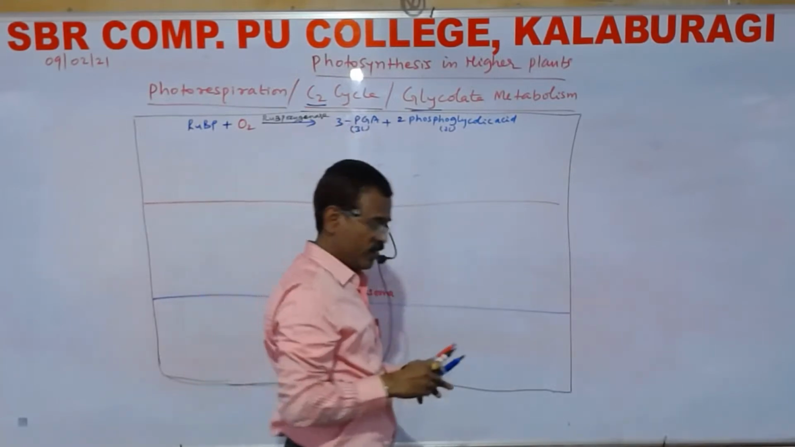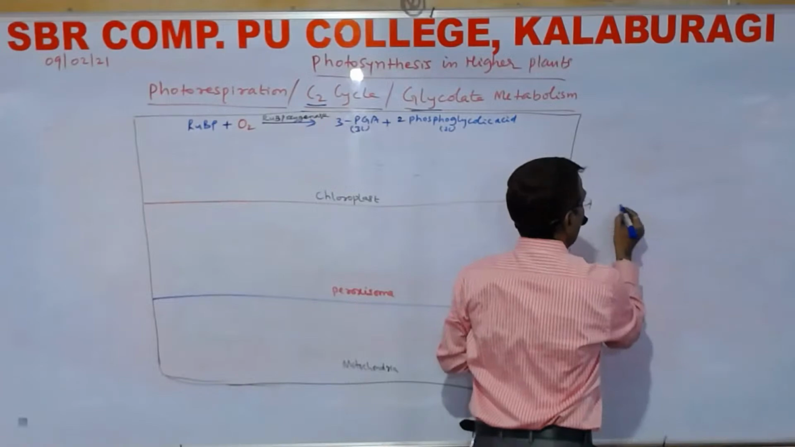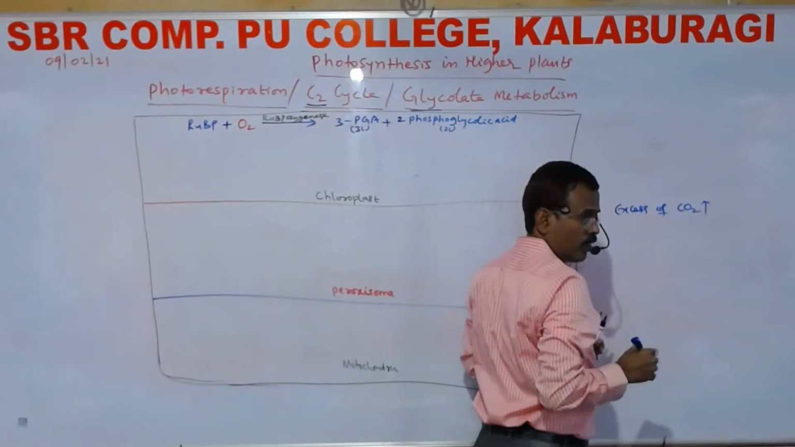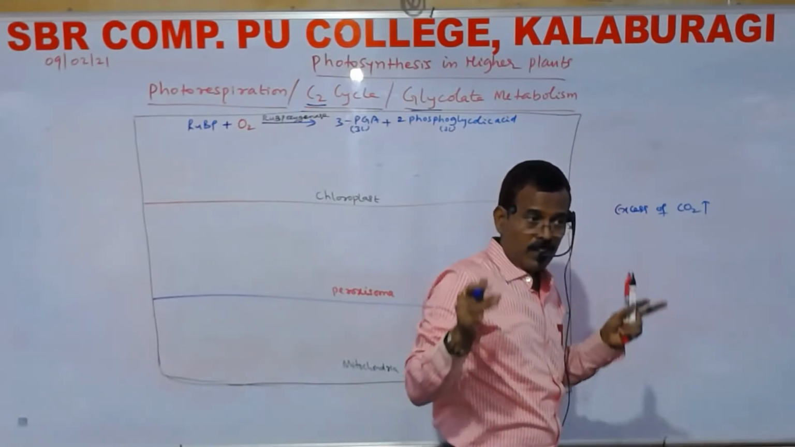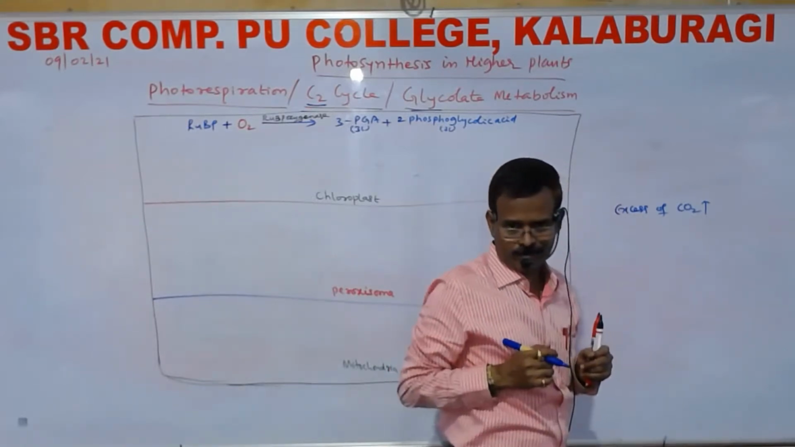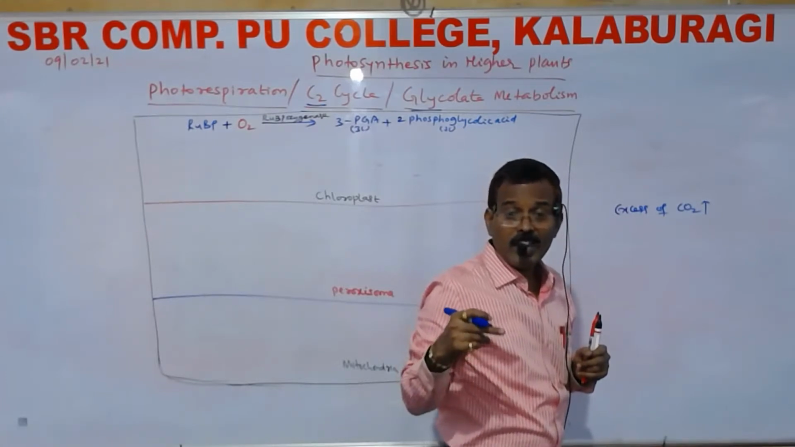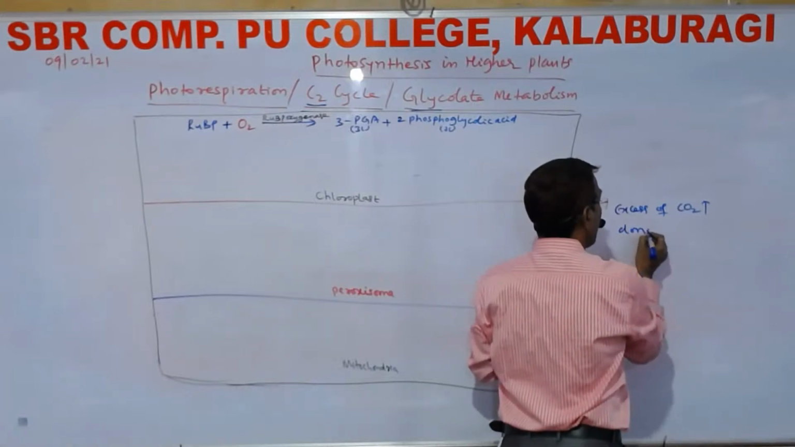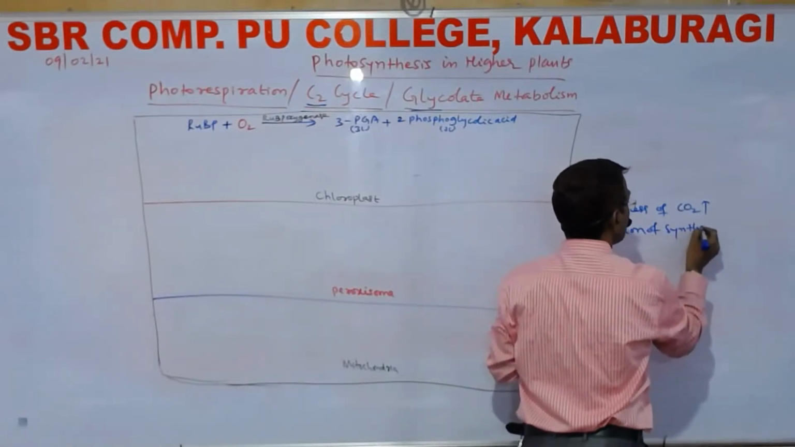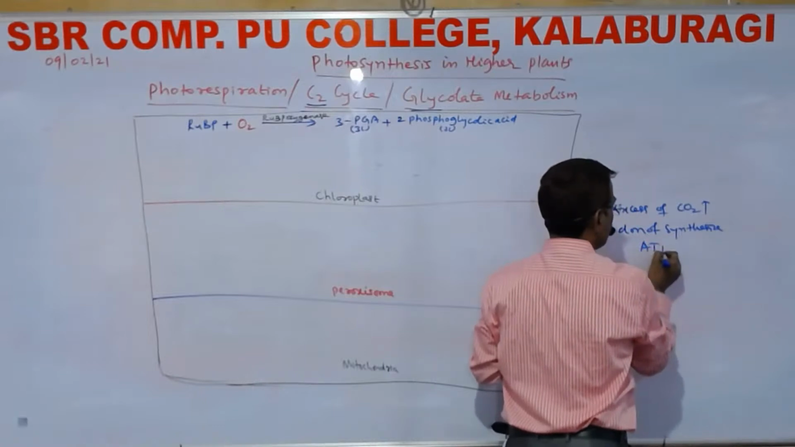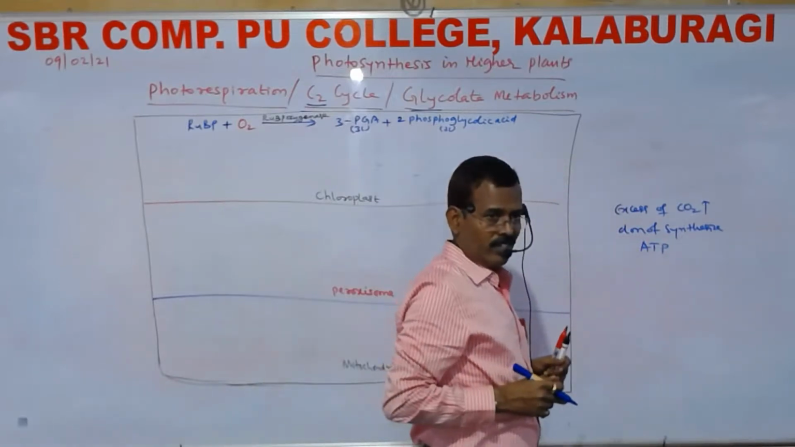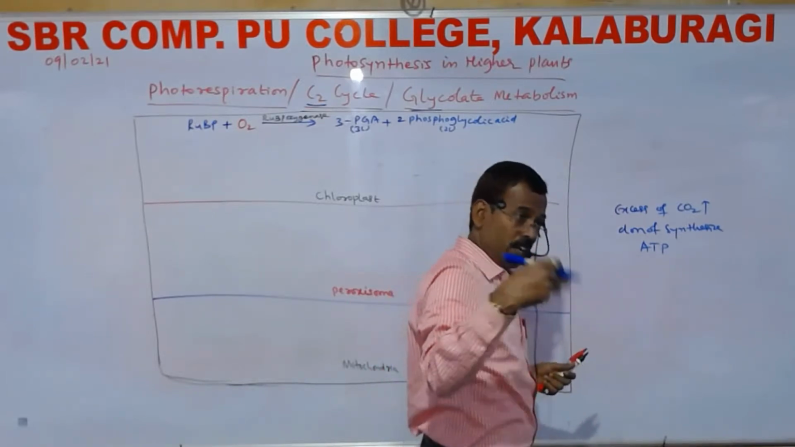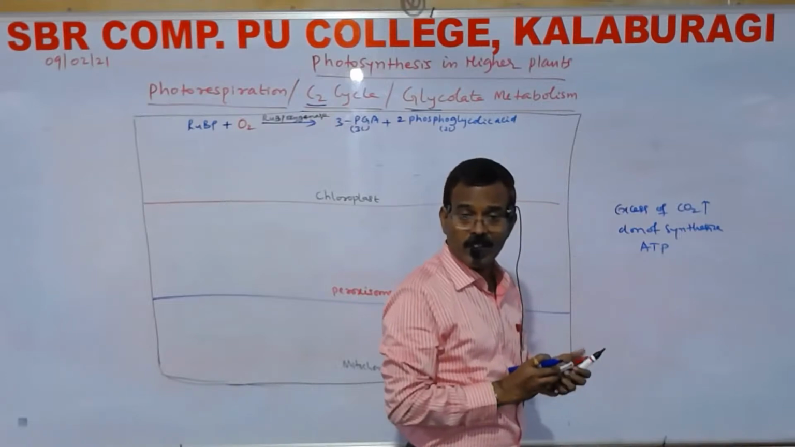In this photorespiration, I told you, excess carbon dioxide is liberated during daytime in the presence of sunlight in green cells, and it does not synthesize ATP. Rather, in some steps, it makes use of ATP. It does not synthesize ATP.